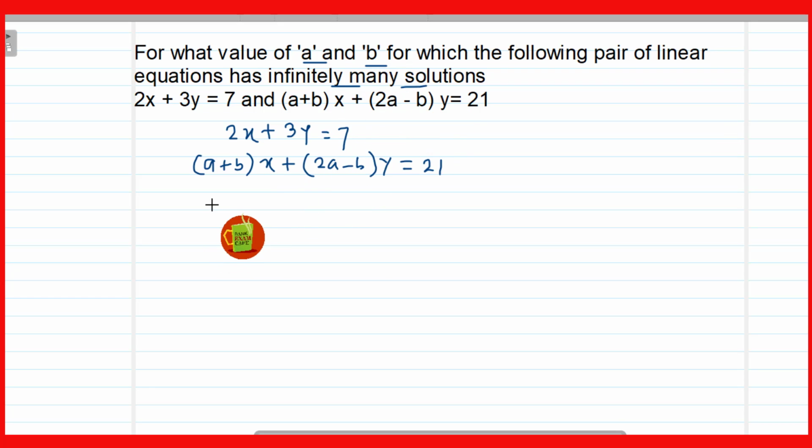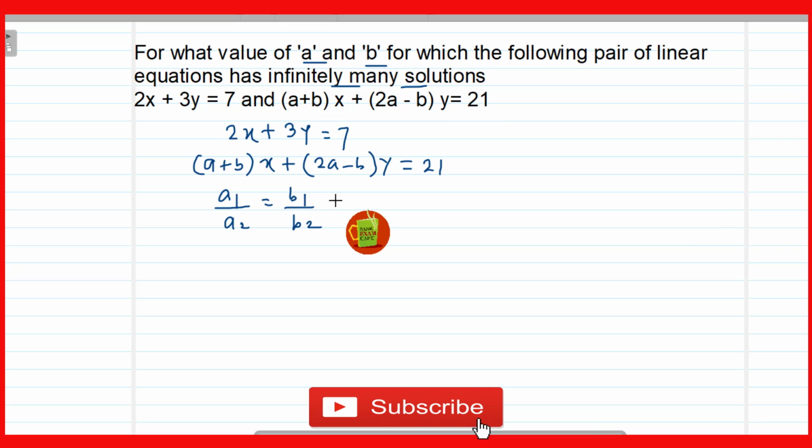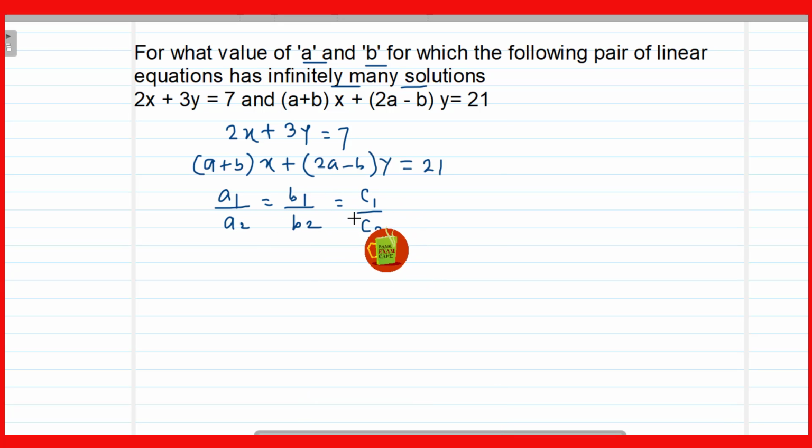And now here you see that a1 upon a2 is equal to b1 upon b2 is equal to c1 upon c2. This is the condition for the infinitely many solutions, or you may say coincident lines. So for infinitely many solutions, the condition is that a1 upon a2 is equal to b1 upon b2 is equal to c1 upon c2. Now take the ratios.